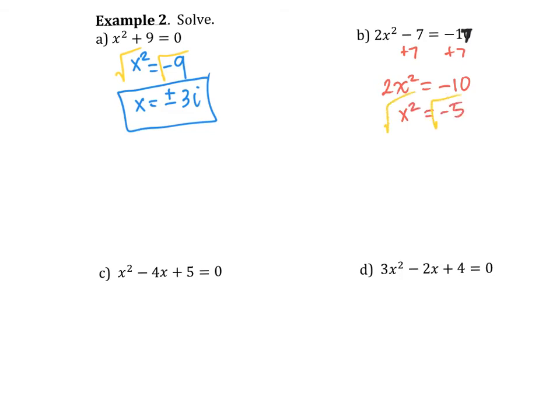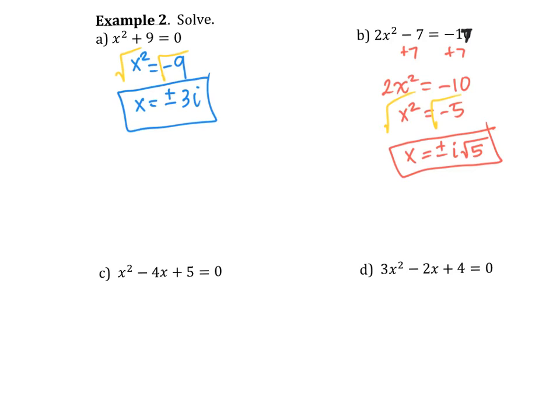If I'm square rooting, I'm going to get two answers. I get x equals plus or minus. Now, square root 5 is irrational, but it's also imaginary. So I'm going to say I have plus or minus imaginary square root 5. You don't want to leave the negative inside the radical, but you can, of course, refer to it as an imaginary square root 5.